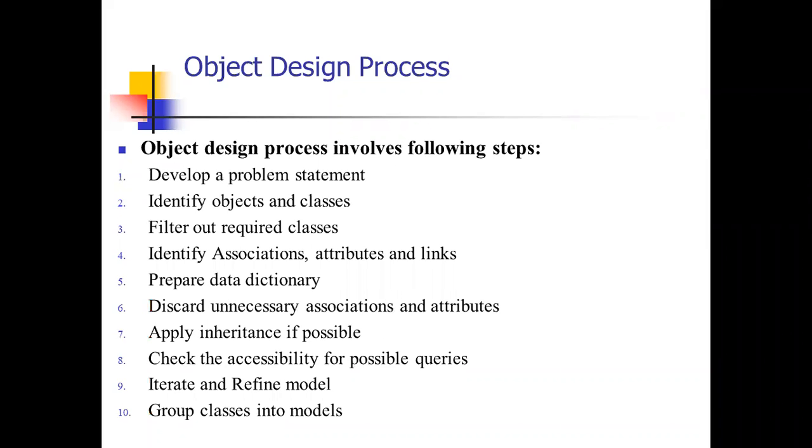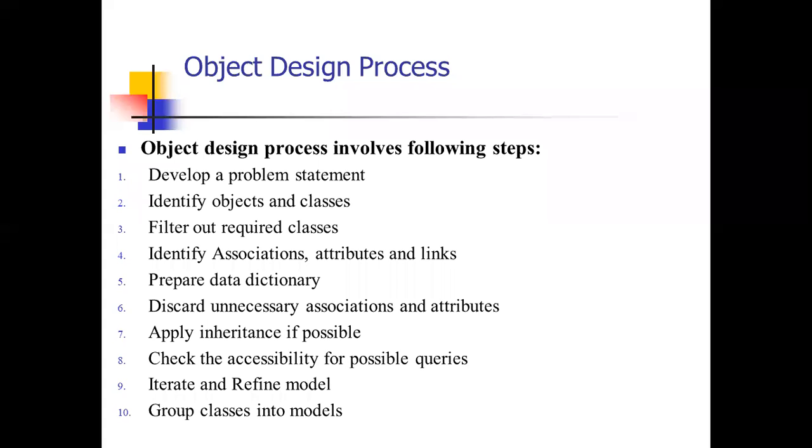Then here see the different steps of the object design process. The first step is to develop a problem statement. Then we have to identify the objects and classes for that particular problem domain, based on the requirements. Then we have to filter out the required classes: which classes are necessary and which are extra. Based on the requirements, we form a problem statement.